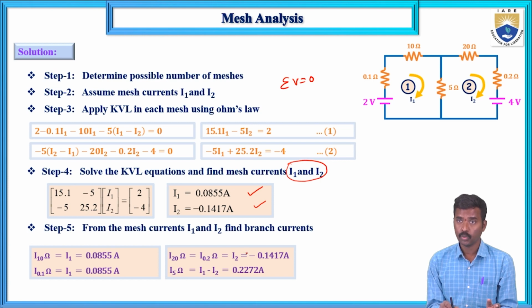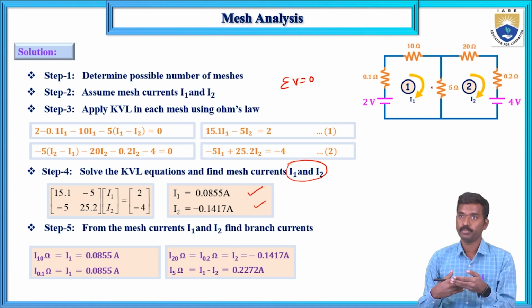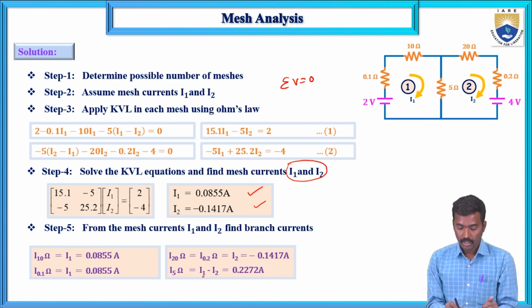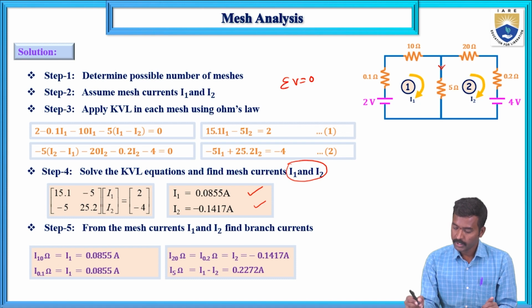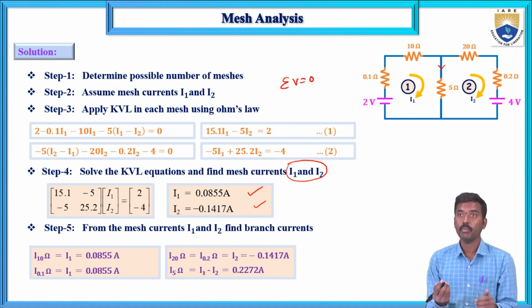In terms of mesh currents, the loop current is minus 0.1417 amperes. Next, the current flowing into the 5 ohm resistor. From top to bottom it is I1 minus I2; from bottom to top it is I2 minus I1. For that particular case, it is 0.2272 amperes.